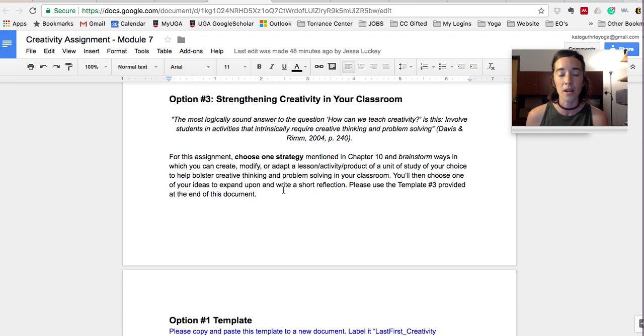Option 3 is about brainstorming a way in which you can strengthen creativity in the classroom using one of the strategies that's mentioned in Chapter 10. And taking one of your units of study, so either a unit, a module, a chapter, something in your content area, this gives you some space to start to think about, okay, how can I actually apply one of these strategies, or which strategy might be best to use in whatever unit you choose.